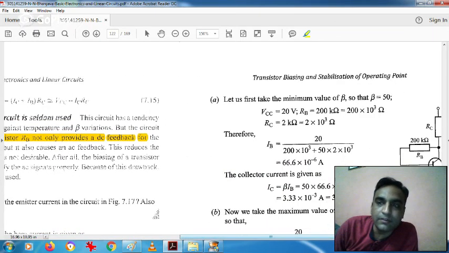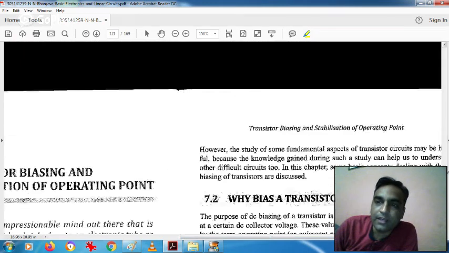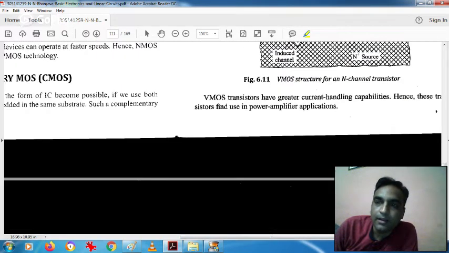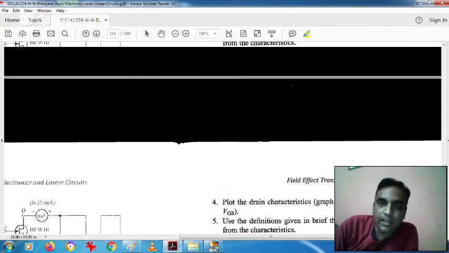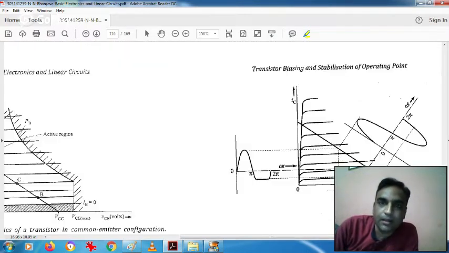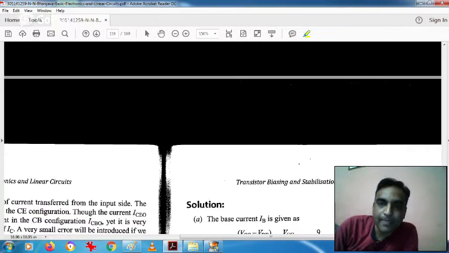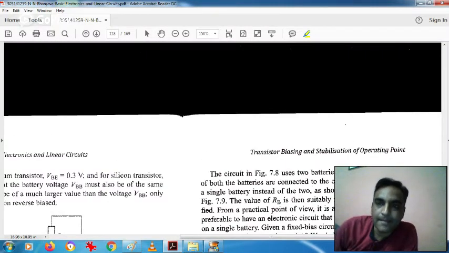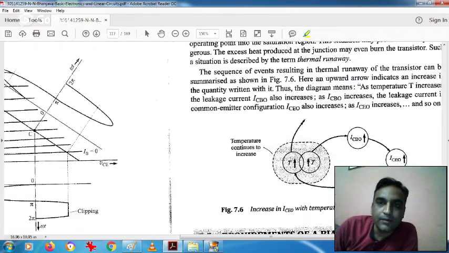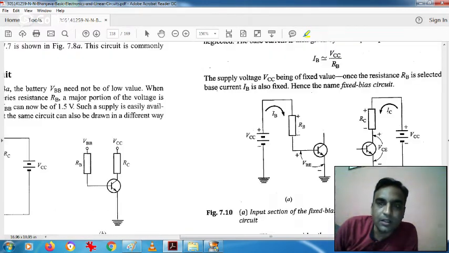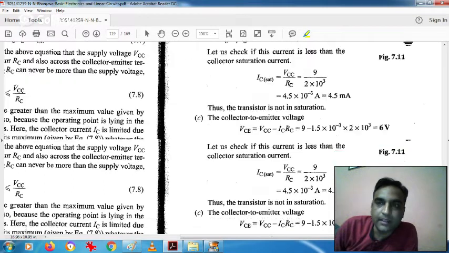whenever in electronics we have feedback, it will reduce the gain of the circuit. What is the gain of the circuit? Output divided by the input. And what do we want in the amplifier? We want a good amount of gain. So over here, if I show you the circuit, the collector to base bias circuit.